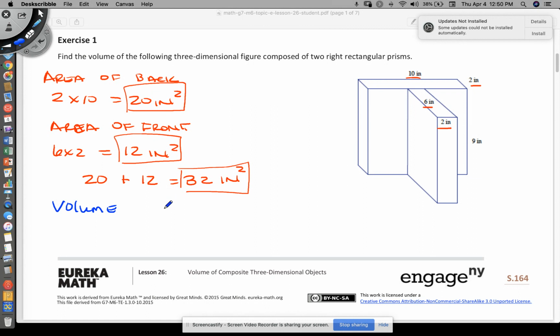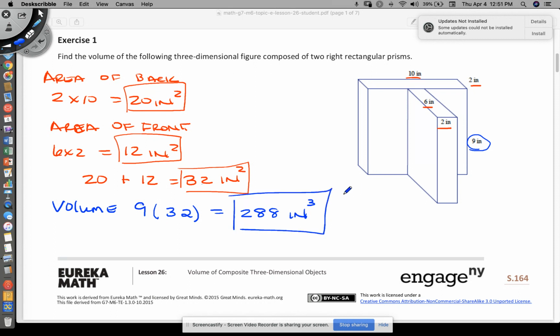Okay, so we added those up to give me the area. So now I'm going to say that my volume is going to be 9 times 32. And the 9 I got from the height. We haven't included that 9 yet. 9 times my base, or my length times width, basically, right? My area. And that gives me a grand total of 288 inches cubed. That is my final answer for that one. All right, let's keep going.